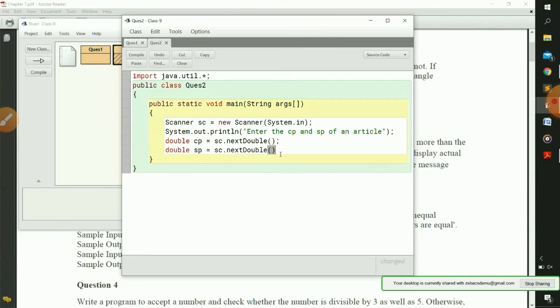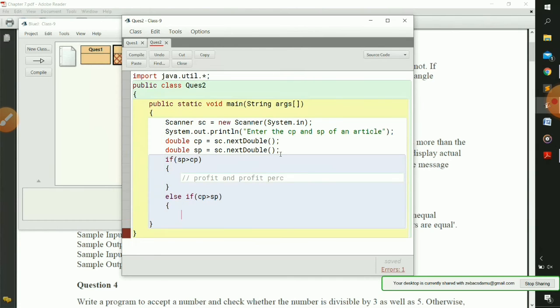We have received both the values. Now let us check for the condition. Let us check if your SP is greater than CP, then we need to find out the profit and profit percentage, right? Now else if your CP is greater than your SP, then we need to find out the loss and loss percentage.